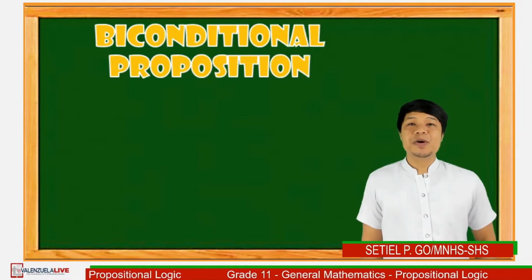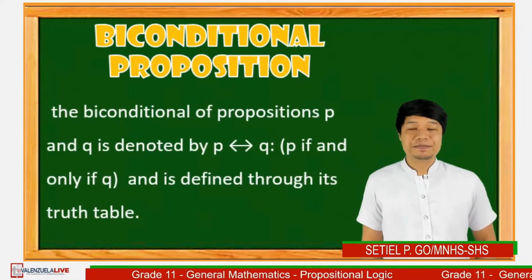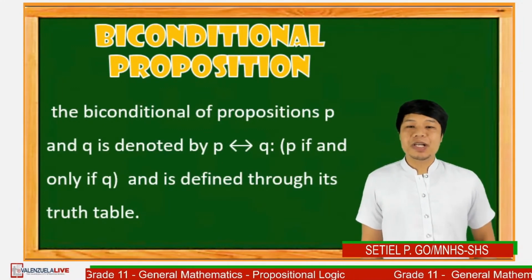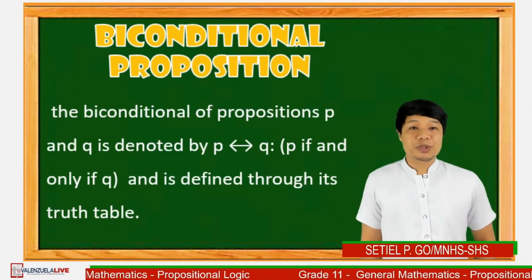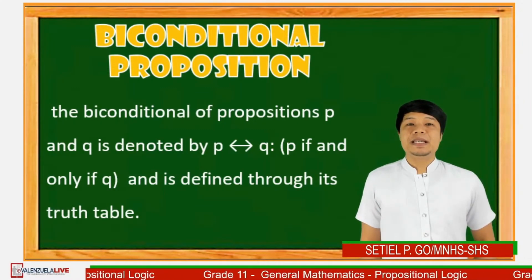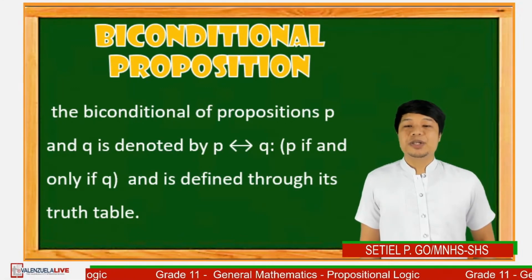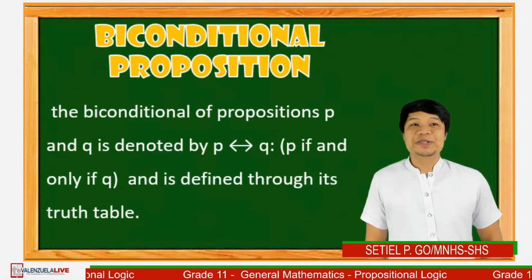Let's proceed to the biconditional proposition. Can you still follow? Okay, the biconditional of the propositions P and Q is denoted by a symbol with two arrowheads, or P if and only if Q, and it is defined through its truth table. Let's have the truth table.